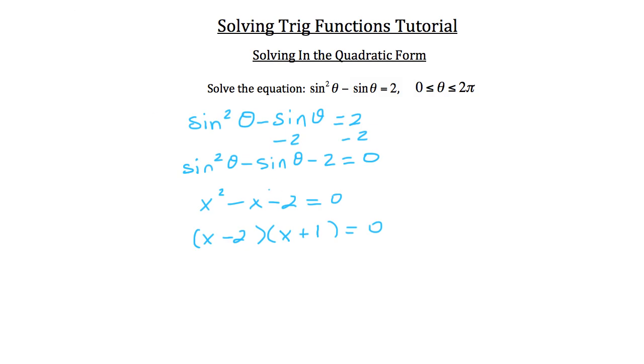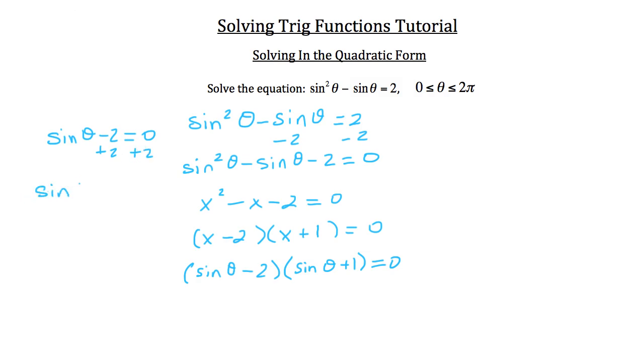So now that we converted every sine theta into x, I'm going to convert our x's back to sine theta. So this really looks like sine theta minus 2 times sine theta plus 1 is equal to 0. And remember, when solving a quadratic, we want to set each of these parenthesis sets equal to 0. So over here on the left, I'm going to do sine theta minus 2 is equal to 0. So we want to add that 2 to both sides of the equation. And we find that sine theta is equal to 2.